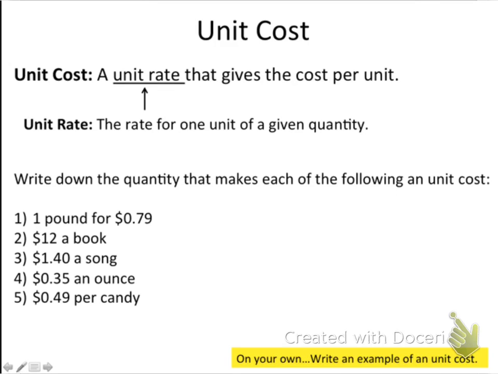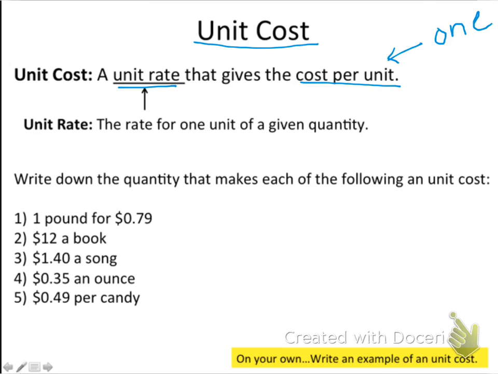Today we're going to be talking about unit costs. And unit costs are very similar to unit rates, but instead of just having a rate, we're talking about a cost. So a unit cost is a unit rate that gives the cost per unit. And remember, a unit represents 1. So it's the cost for just 1.